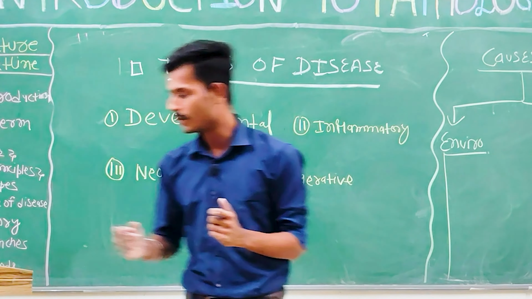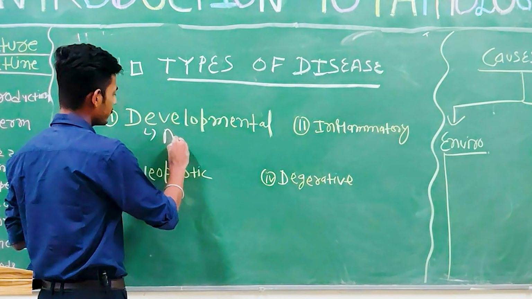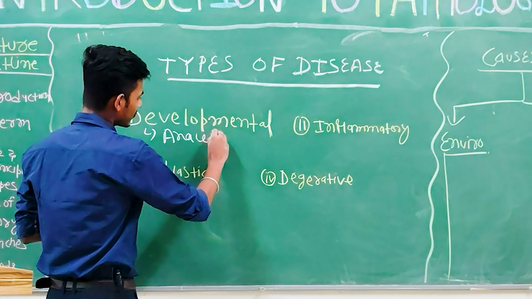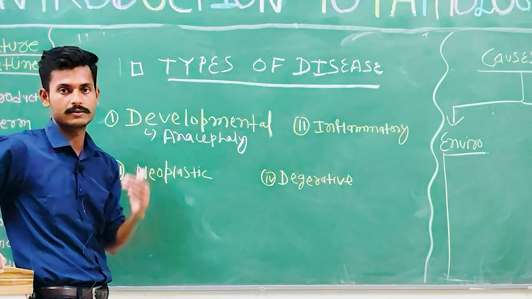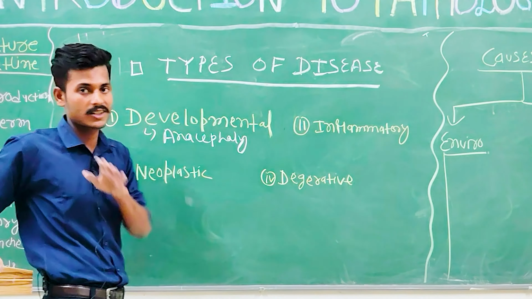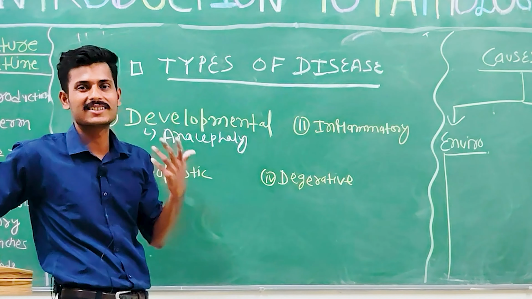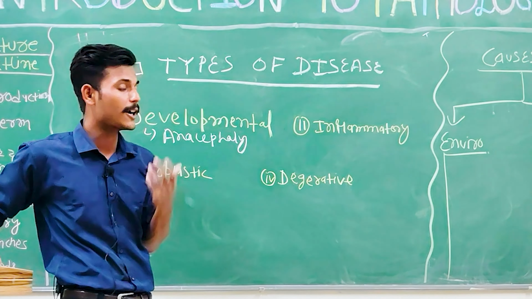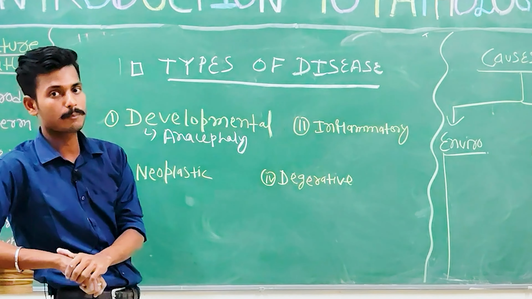One example of a developmental disease that I remember is anencephaly. Anencephaly means the baby is born with only half of the brain; the brain structure is not properly formed. Then there is congenital hydrocephalus, and there are many others. Those are all developmental problems.